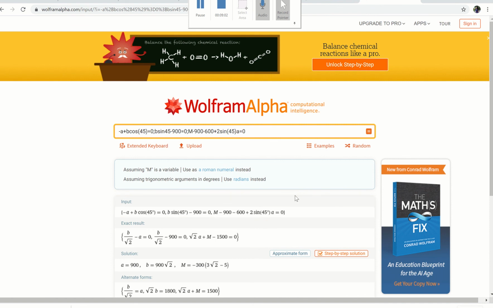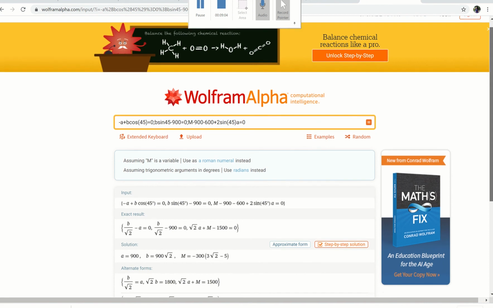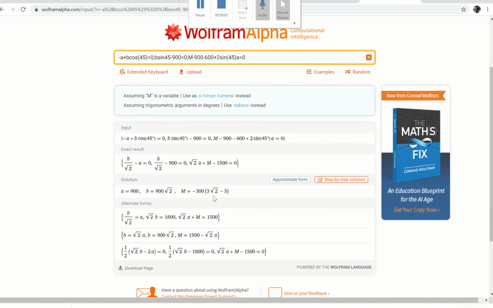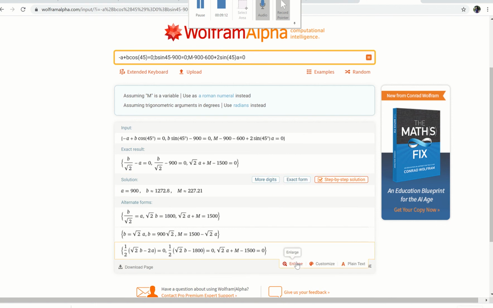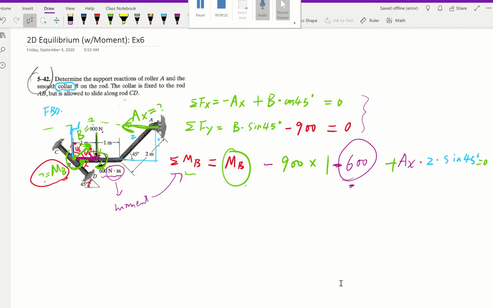And let's see what we have. So they already have the solution in exact form, and then we can get to approximate form. So that's our answer for that. Let me take a picture. This one right here, right? So go back to OneNote. I have down, we got our AX, which is our A here. It's 900. And our B is 1272.8, and our moment is 227.21.